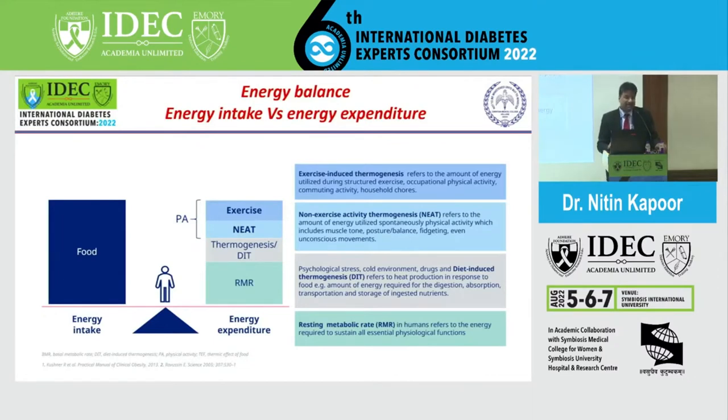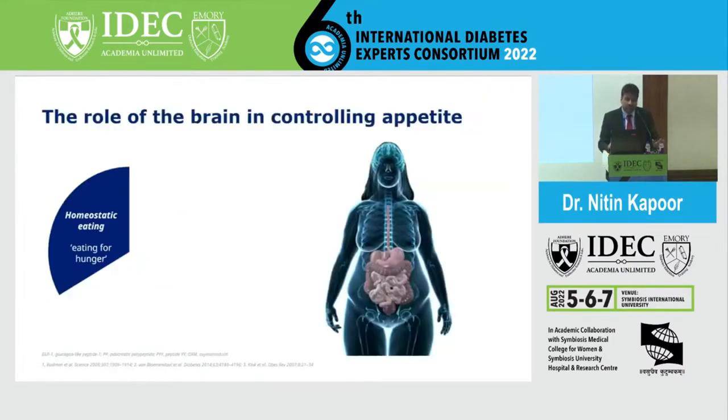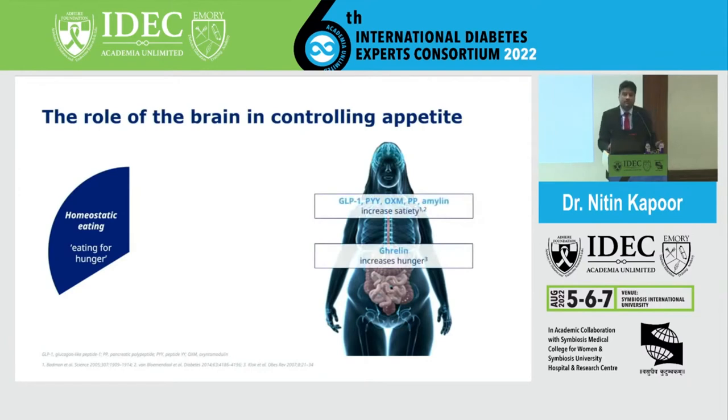So let's understand why we eat food or what is the physiology behind it. And there are three important things to remember. One part of it is the homeostatic eating. Eating because we feel hungry because of these hormones in the hypothalamus that increase your appetite. So this is quite fair enough. All of us do eat when we are hungry.